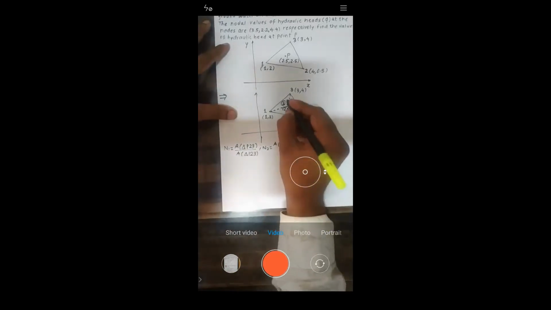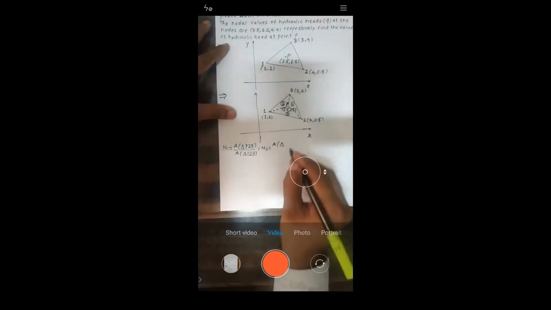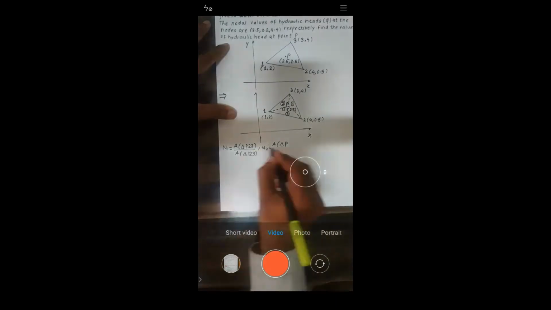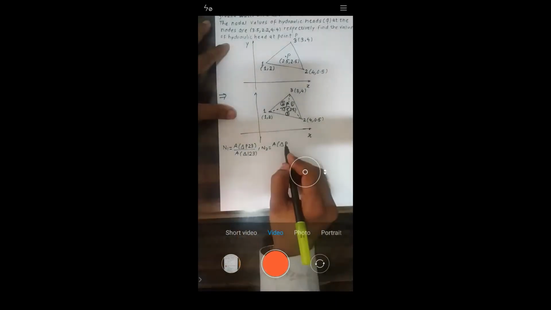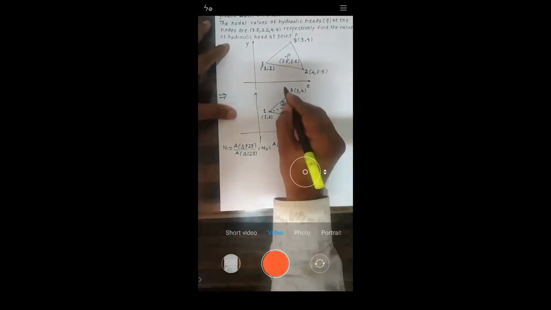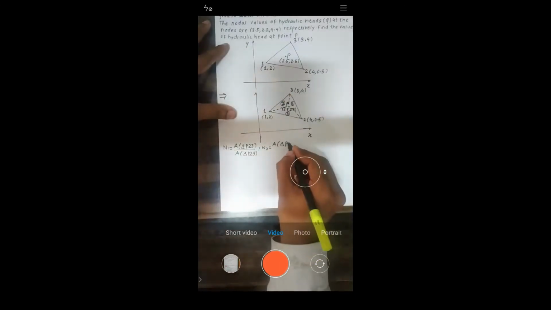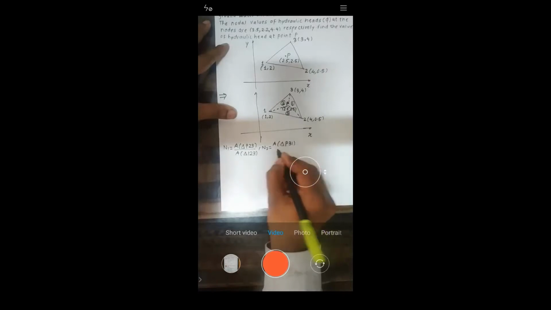So when you start writing the area, you need to start from point number P always. Here also I started with point number P, and you move in anti-clockwise direction. So I will move from P31. P31 upon area of triangle 1, 2, 3.